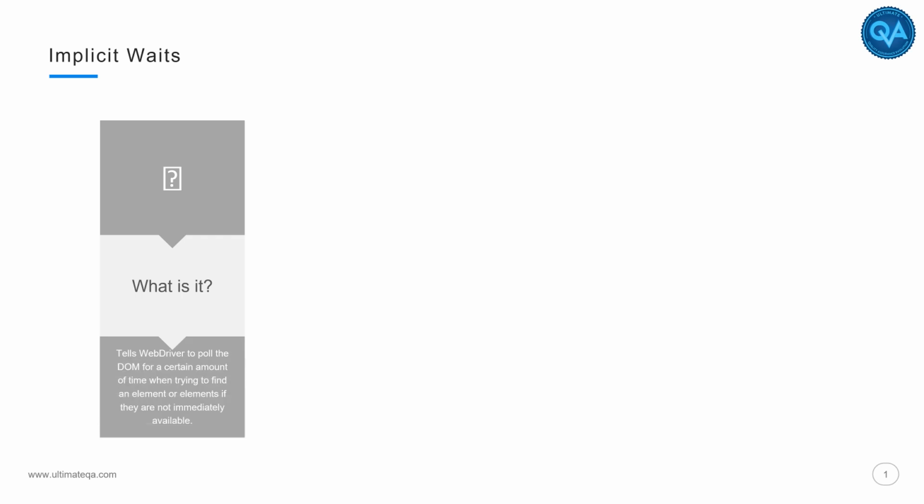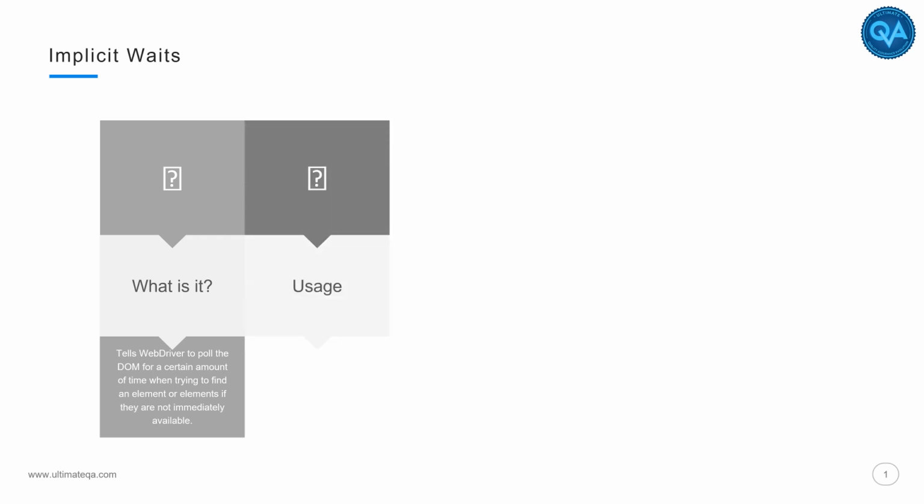Well, an implicit wait basically tells Selenium WebDriver to poll the document object model for a certain amount of time when trying to find an element or elements if they are not immediately available. So it's basically checking the DOM to see if that element is present. If it's not present, it's going to keep checking for a specific duration of time.